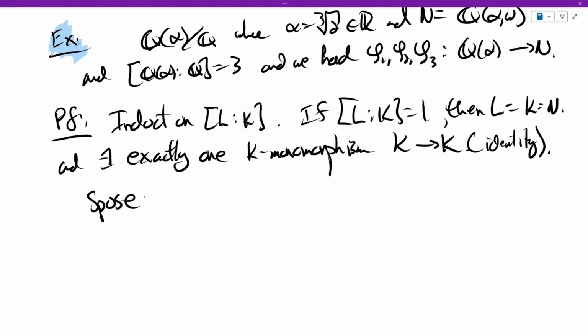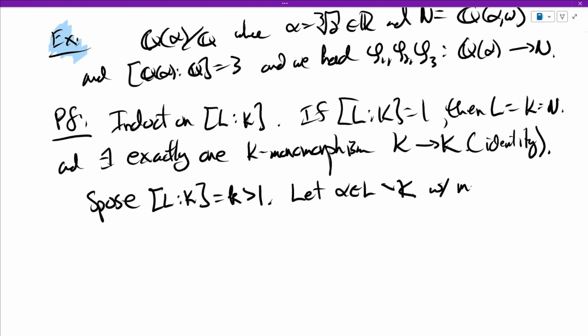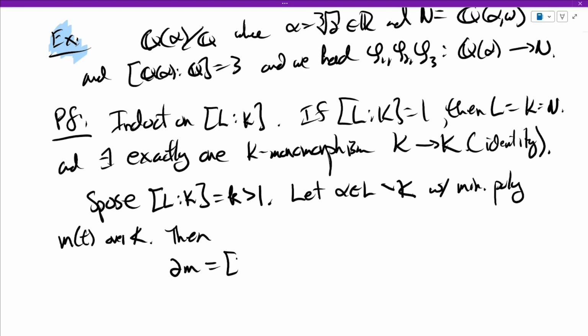Suppose that the degree of L over K is bigger than 1 now. It's some k which is bigger than 1. And let's take some alpha in L that's not in K. And let's suppose it has minimal polynomial m over K. Then we know that the degree of m, the degree of this extension, is some r bigger than 1. It's going to be bigger than 1 because alpha is not in K. So the degree of the minimal polynomial is at least 2.